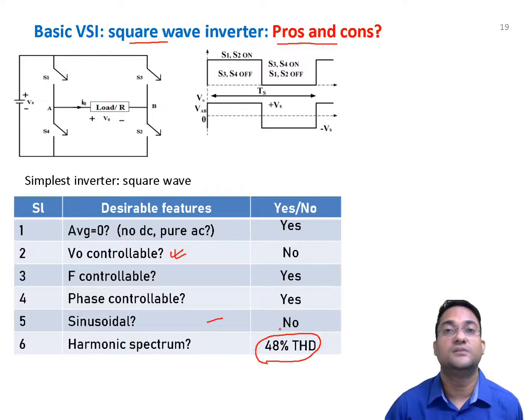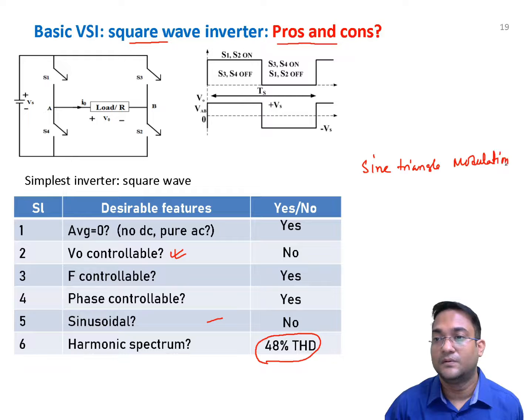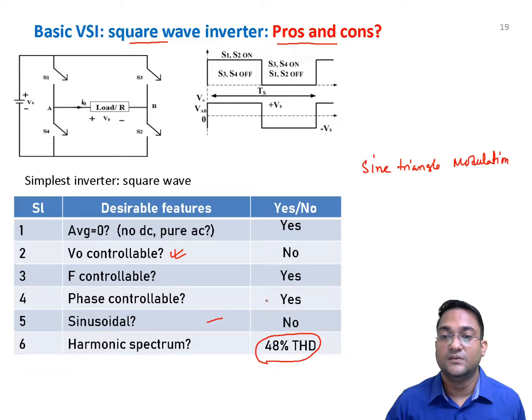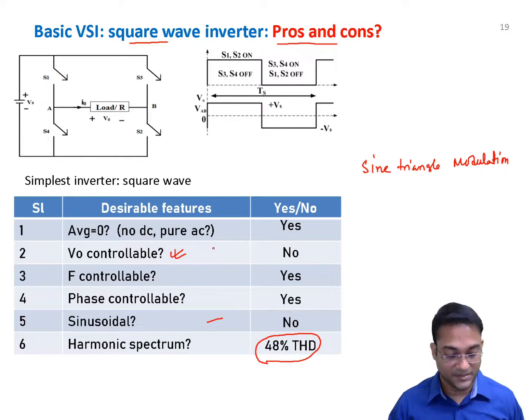So how do you solve this problem? That we are going to study in the next class, where we will learn a concept called sine triangle modulation, where we will learn concepts like unipolar pulse width modulation, bipolar pulse width modulation, etc., so that we can make our output voltage closer to a sinusoidal waveform, and we shall also be able to control the output voltage amplitude.